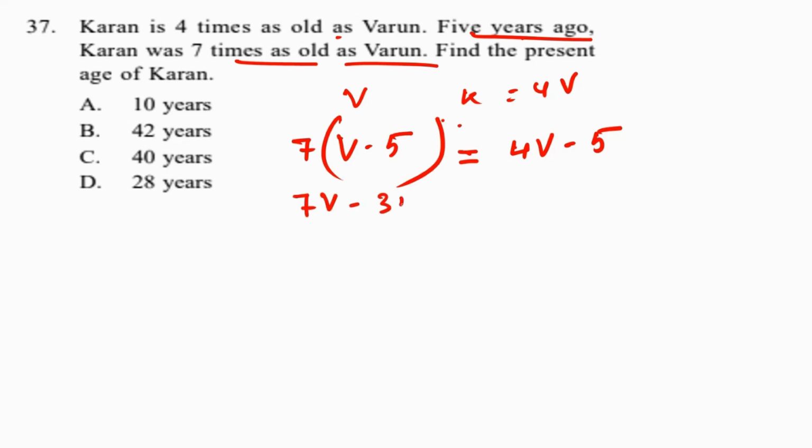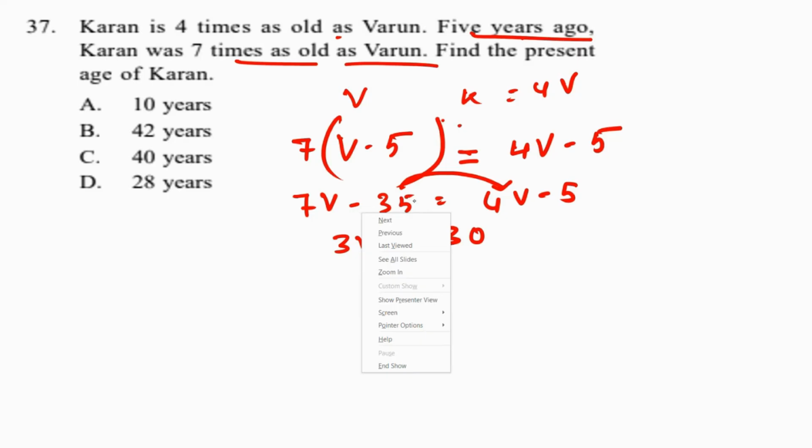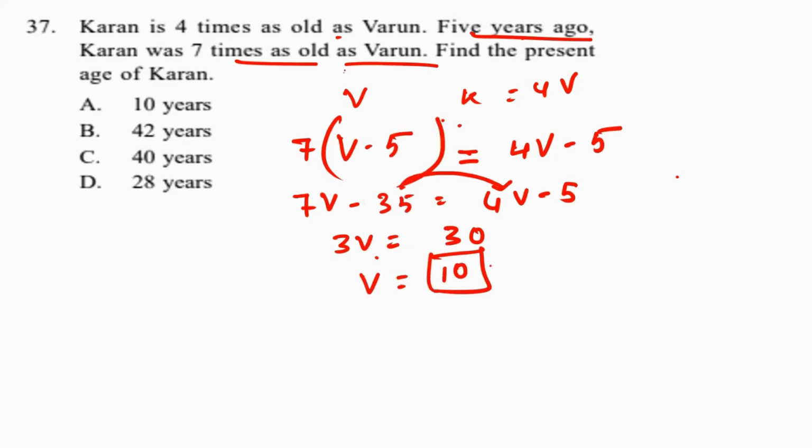If we solve this, 7V minus 35 is equal to 4V minus 5, or 7V minus 4V, which is 3V, is equal to 35 minus 5. We are transposing the like terms, V coming on the left, 35 coming on the right. That gives us 3 times V is equal to 30. So 1 time V would be 10. That means the present age of Varun, which is V, is 10. If Varun's present age is 10, Karan's present age is 4 times 10, 40. That's what our question wants us to find. So 40 years is the answer.